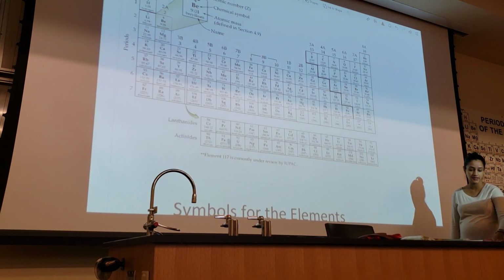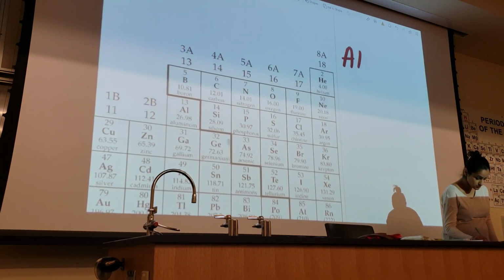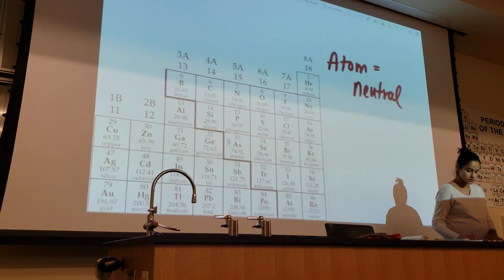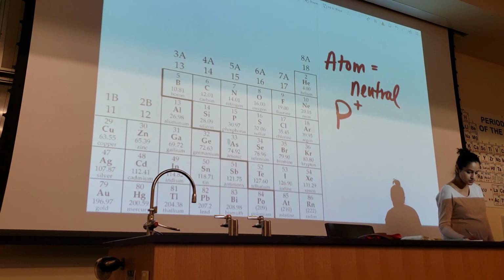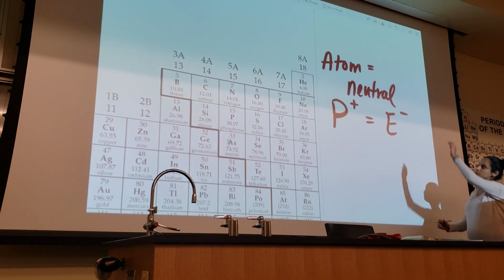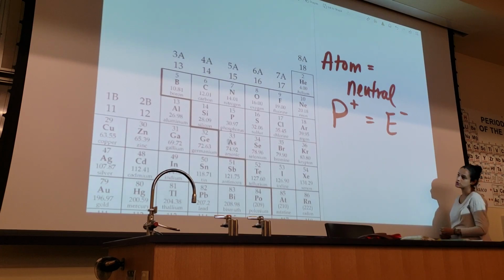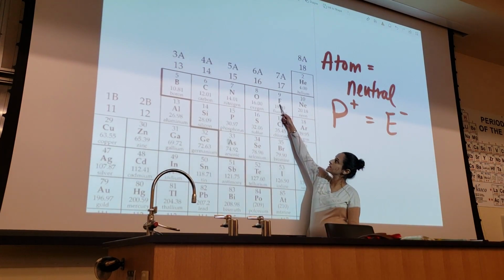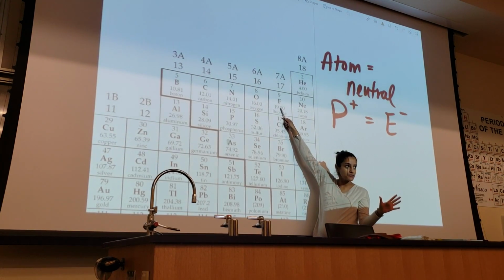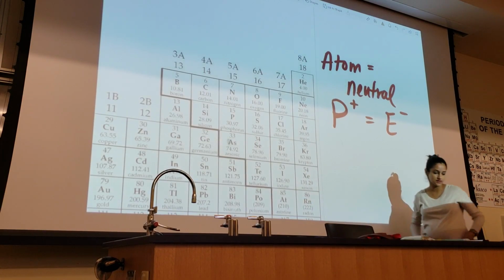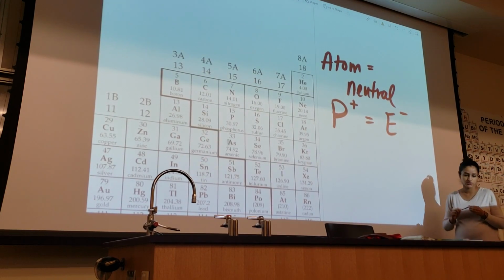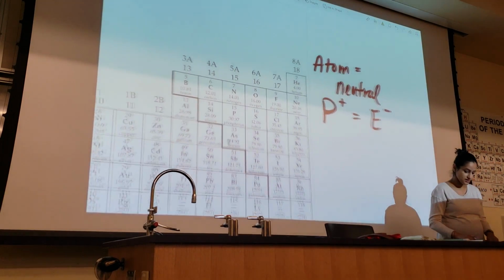Now, anytime I say atom, that means it's neutral. So that means you have the same number of protons as electrons. Protons are positively charged, electrons negatively charged. So if I look at fluorine, it has 9 protons, that means it has 9 electrons. I'm talking about the atom. We'll get into where electrons and protons don't have to necessarily be equal to each other. That's where you get into ions. That's going to be different.